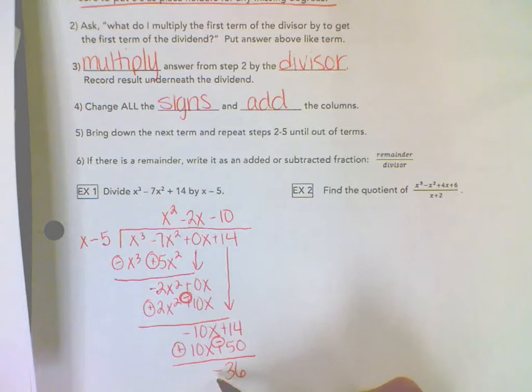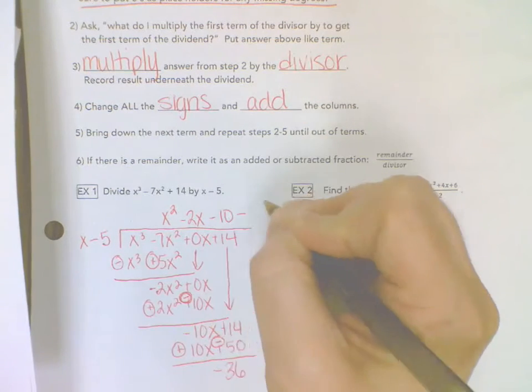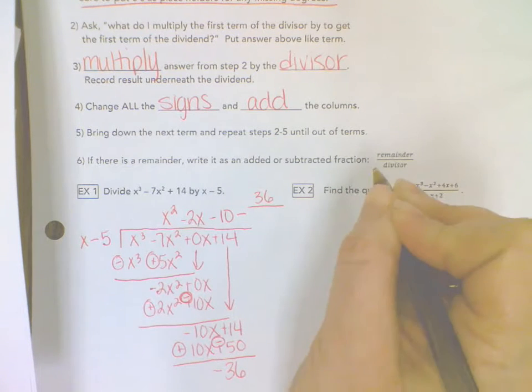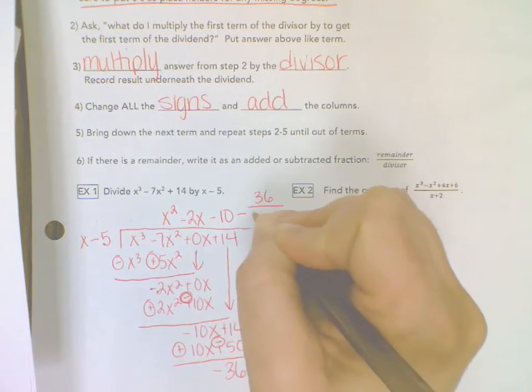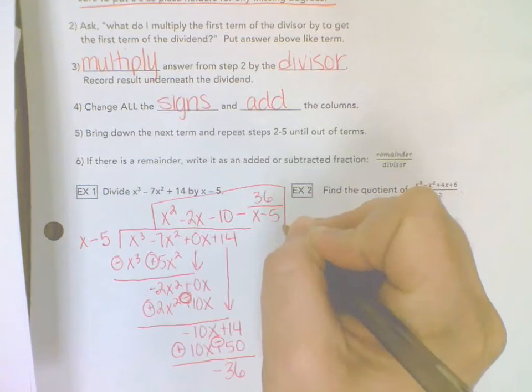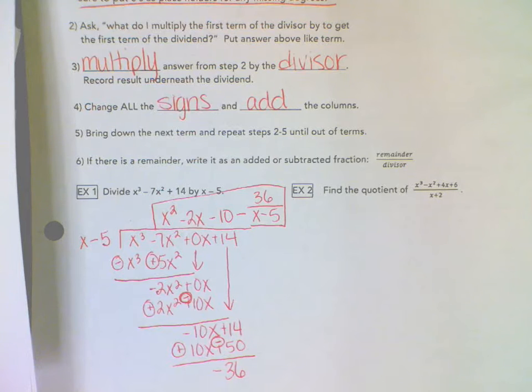So because this is a minus, it's a subtraction here, and 36 over the divisor, it says. So x minus 5 was my divisor, and this then becomes my answer. All right, so that's a brief review if you missed or had trouble with the long division.